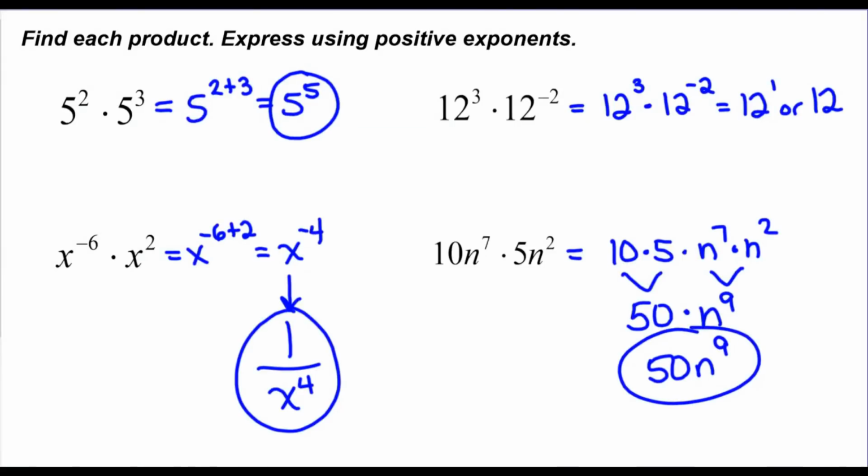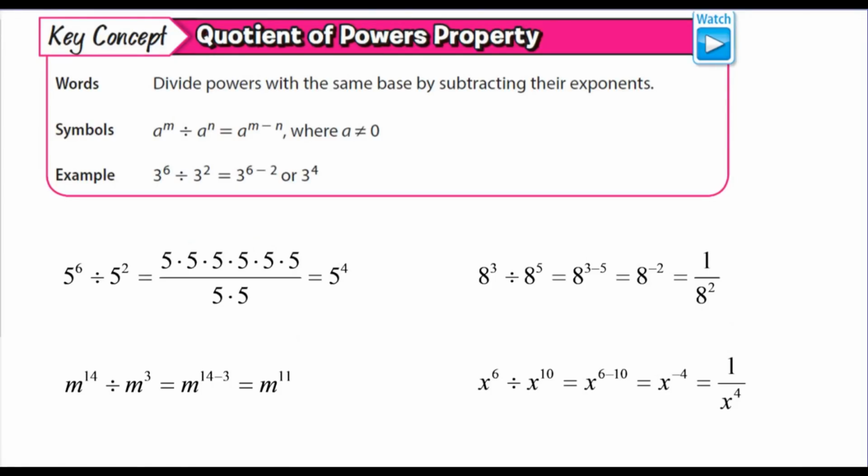So when you're multiplying expressions that contain a lot of parts, just go ahead and use the commutative property. Since we're talking about multiplication, put the numbers together, put the variables together, and then we can simplify from there. So how do you divide powers?